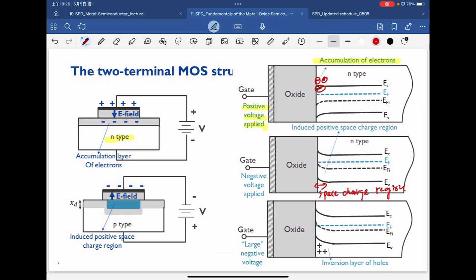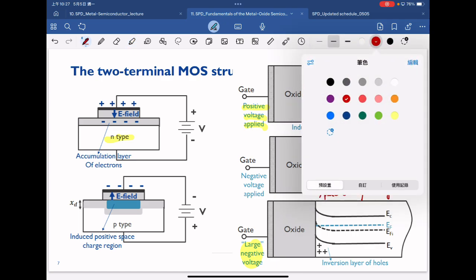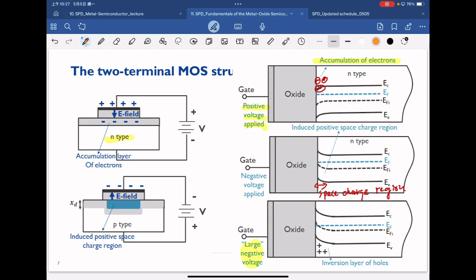And then the last one is we apply a large negative voltage. So in this case, we produce the inversion of the holes. So this is the case of the N-type semiconductor. So just an opposite operation compared to the p-type semiconductor, but the operation principles are the same.